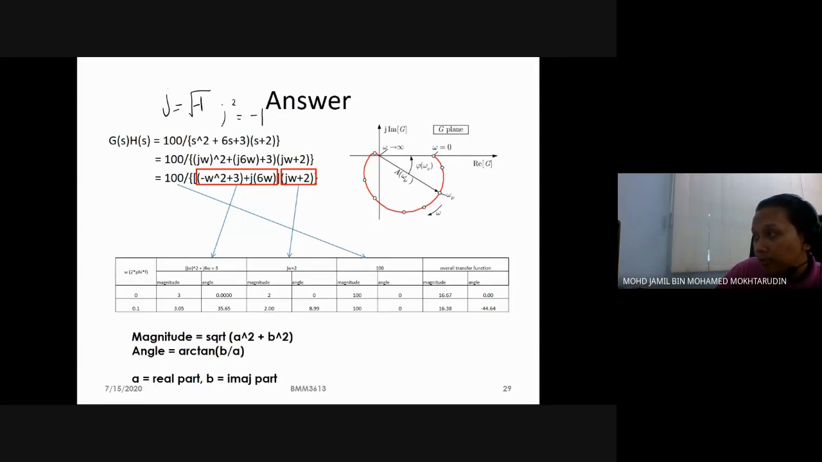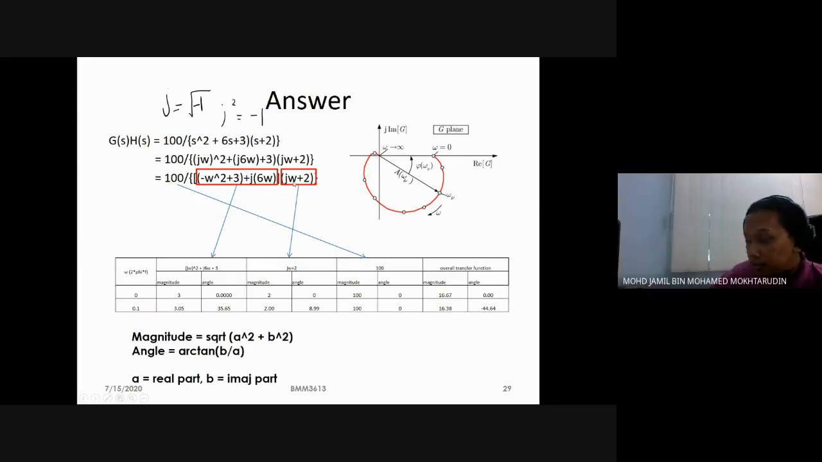Previous year, they confused what is J squared. So J squared is basically -1, okay? And after you substitute S equals J omega, the same thing as Bode plot, you need to determine the magnitude and angle for each of the poles and zeros. So this is the first pole, the first block highlighted in red.